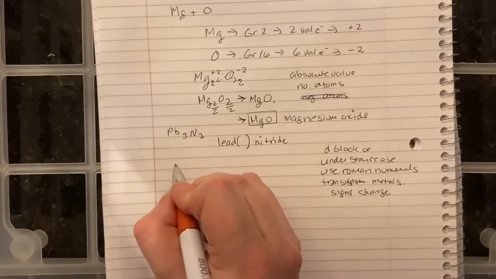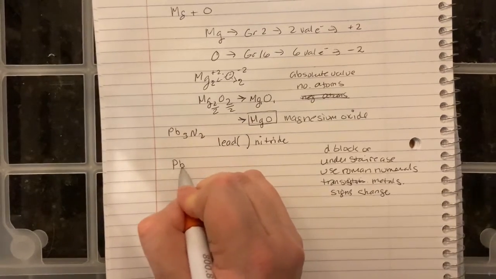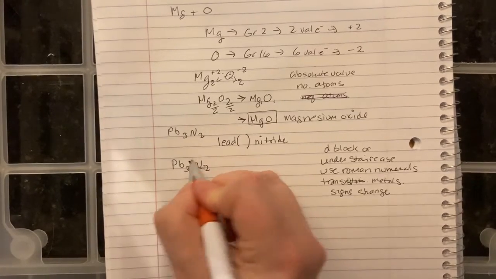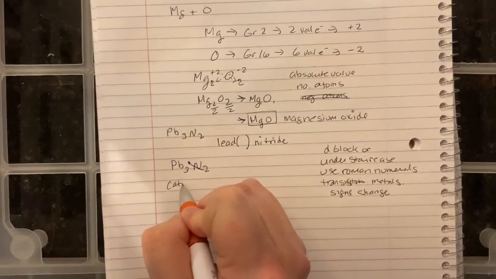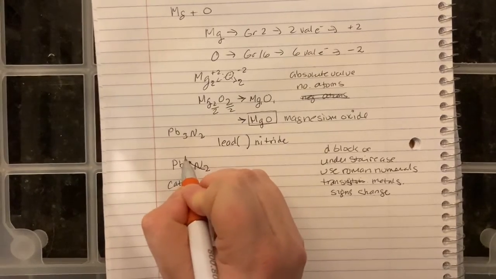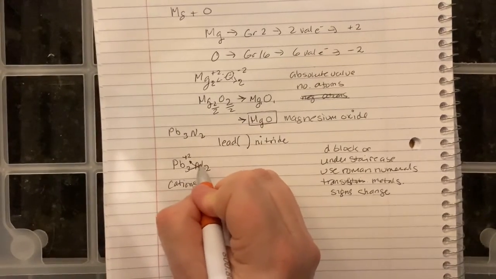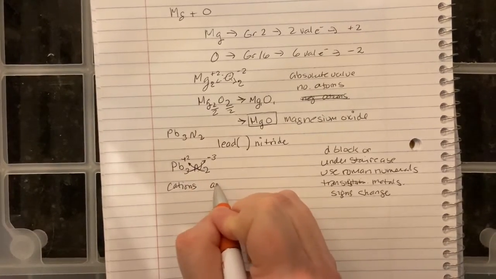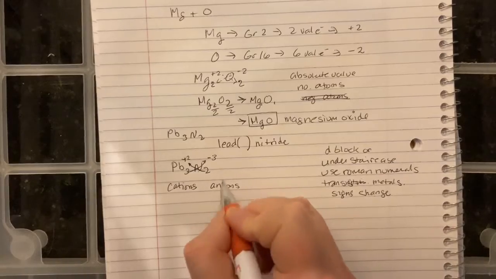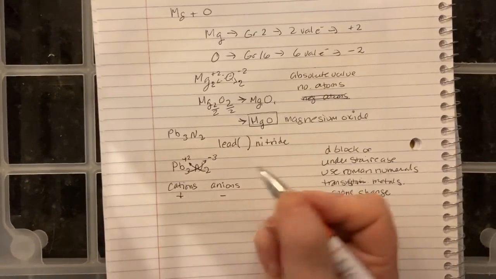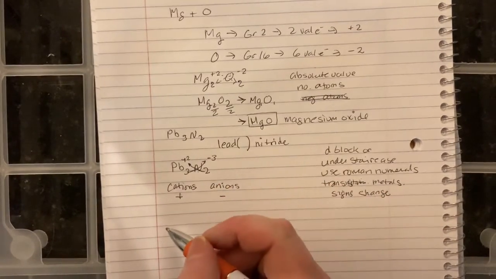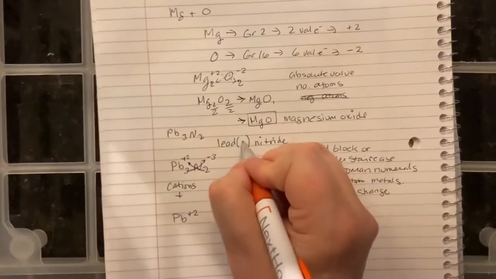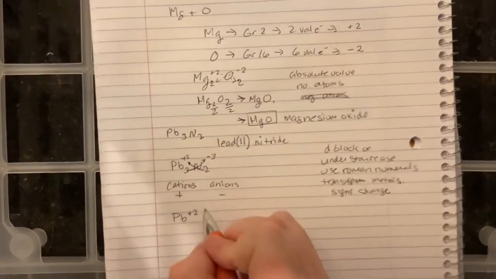So we're not done. To do that, with Pb3N2, I reverse crisscross. The 2 goes up here. I know cations are always first, so that means this is a +2. And the 3 goes up here, and since this is nitrogen, it's second. I know it's an anion, because anions are always second. Anions are negative, cations are positive. So that's how we reverse the absolute value. That means lead has a +2 charge, lead 2.